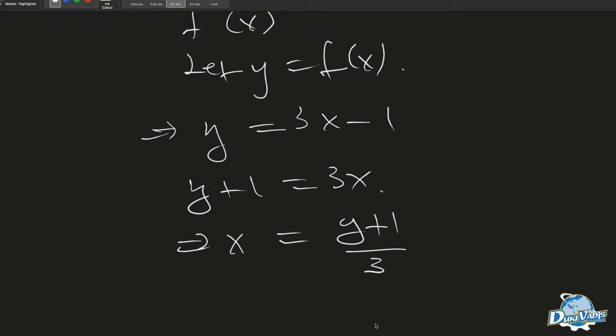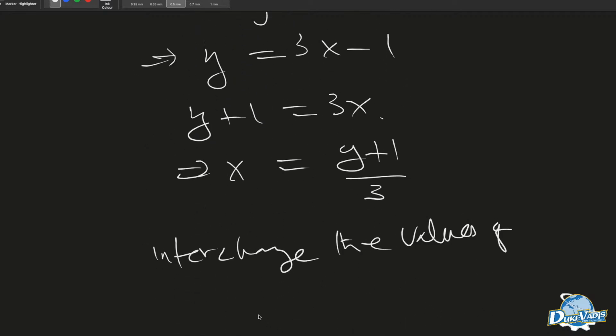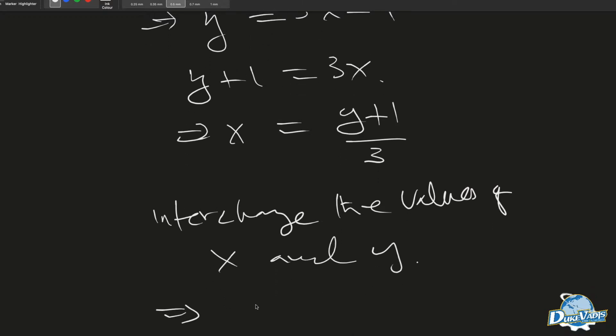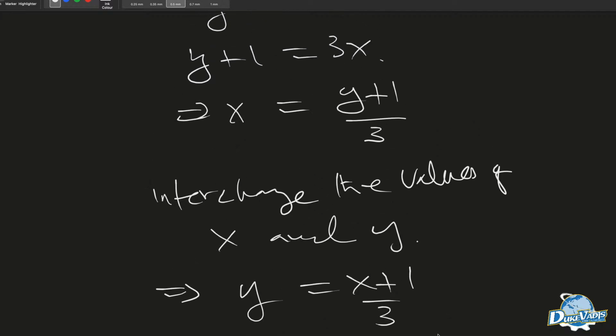So to find the inverse of the function, we interchange the values of x and y. This implies y is equal to (x plus 1) over 3. Therefore, the f inverse of x is given as (x plus 1) over 3. So that is how we find the inverse of the function.